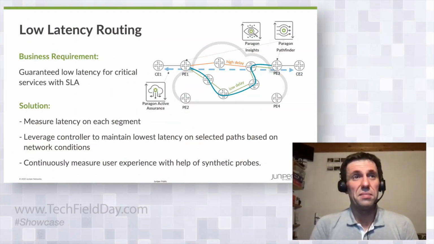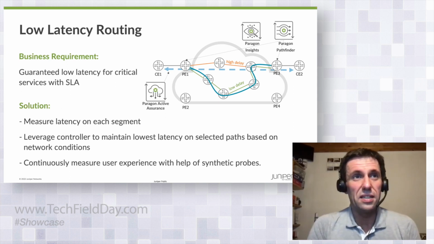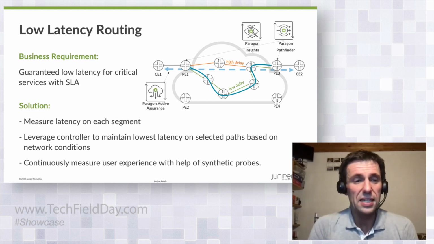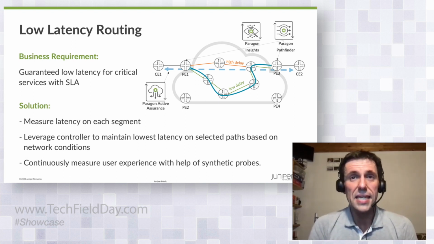So we have automated congestion avoidance in the network, which will be presented in a few minutes by my colleague Julian. Okay. So I'm switching to the next use case we are going to show today, which is low latency routing. Here, the business requirement is to provide the lowest latency, or maybe even guaranteed lowest latency, for critical services, even including some service level agreements.